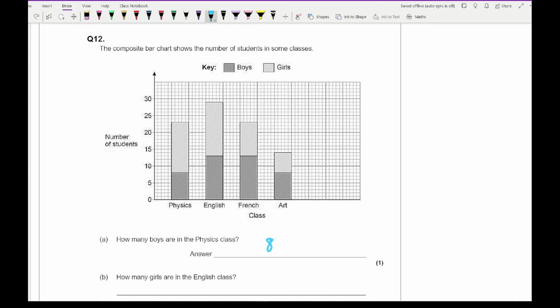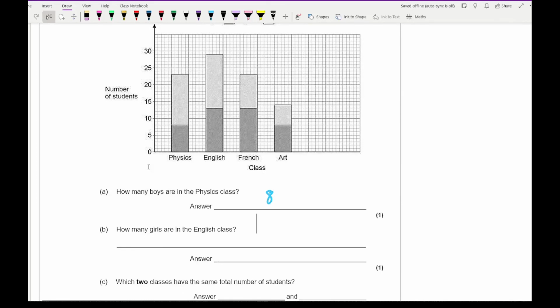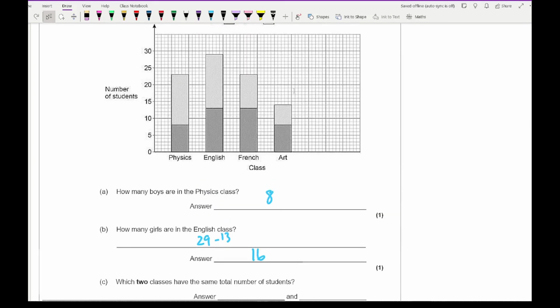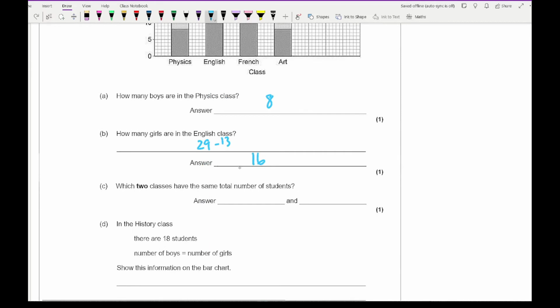It then says how many girls were there in the English class. So looking at the light grey box and counting from 13, I make it, and going up to 29. So it's going to be 29 take away 13, which gives me an answer of 16. It then says which 2 classes have the same total number of students. So collectively, which bars are the same, and that's going to be physics and French. And you can write those in any order.